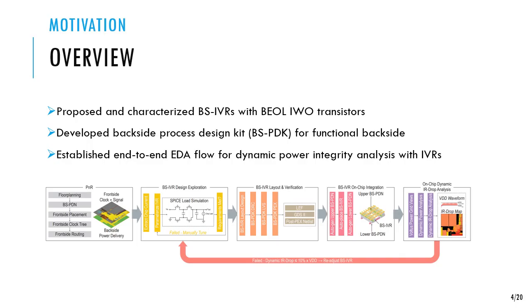Thirdly, we established an end-to-end EDA flow for dynamic power integrity analysis when we integrate voltage regulators in our PNR design block. In the bottom, we see our EDA flow broken down into 5 stages, where the first stage is our traditional placement and route flow, where we effectively partition the design into front side and backside, where the backside is purely for power delivery and the front side is purely for clock and signal routing. Then, given the current demand information of our benchmark, we leverage this information to load our voltage regulator to optimize the parameters of our IW devices and our capacitor to get an initial understanding of what we're working with.